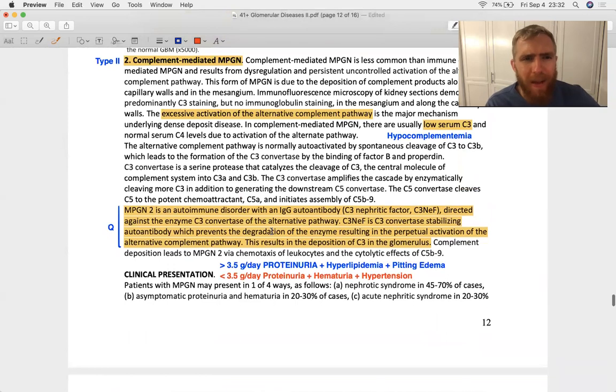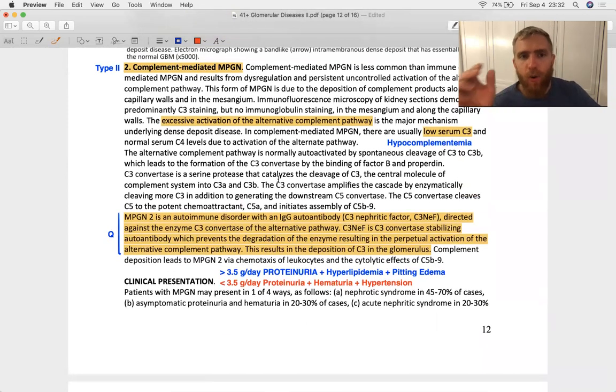So I want to talk about type 2 right quick. The reason you would have only complement and not immune complexes involved is because type 2 membranoproliferative glomerulonephritis is actually an autoimmunity against C3 convertase of the complement pathway. And C3 convertase is what gets C3 going into C5, and then C5 goes into the membrane attack complex. So if you have a lot of C3 convertase, then you've got a lot of complement activation. So that's the mechanism of the damage.